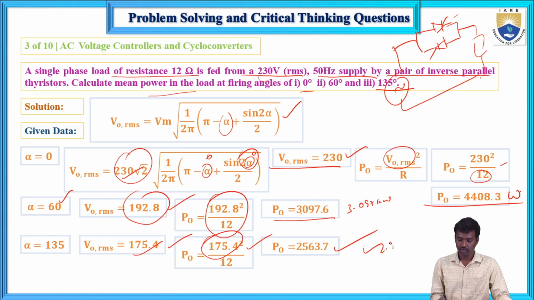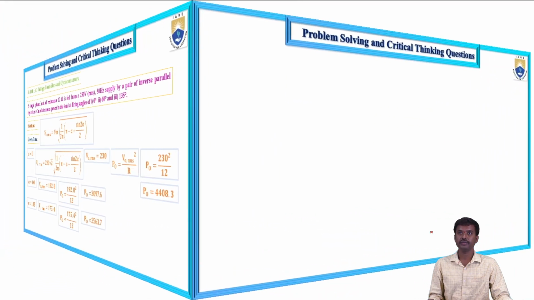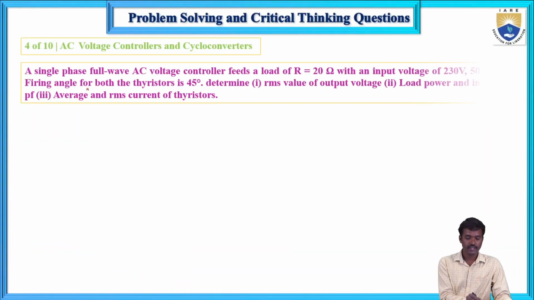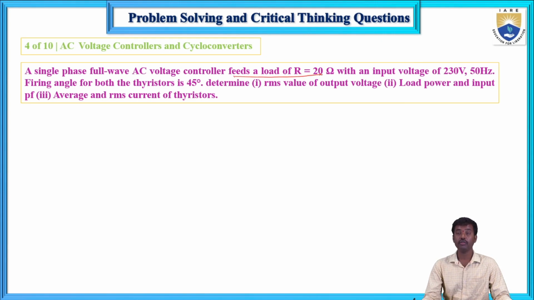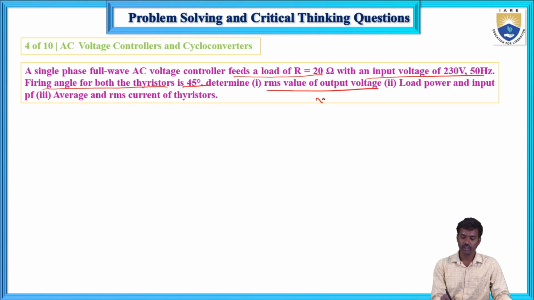So that is 2.567 kilowatts. And next, a single phase full wave AC voltage controller feeds a load of 20 ohms with an input voltage of 230 volts, 50 Hz. The firing angle for both thyristors is 45 degrees. Determine the RMS value of output voltage V0 RMS, load power P0, input power factor, and the average and RMS value of thyristor current.